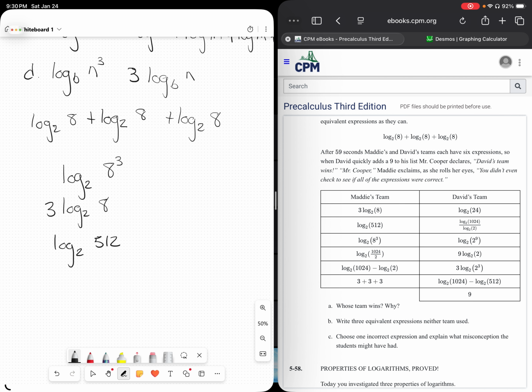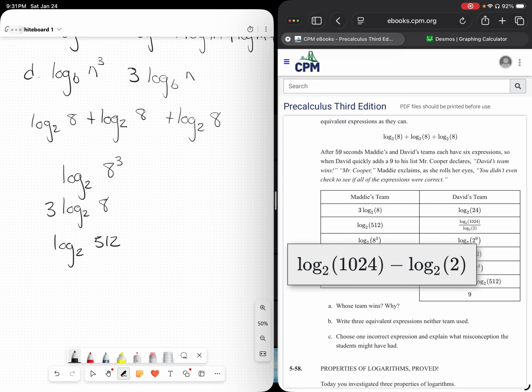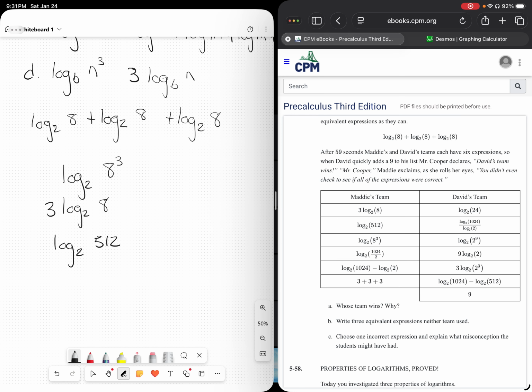There's that log base 2 of 8 cubed that we already wrote for Maddie's team, right? If you look at this one right here, 1024 divided by 2 is actually 512, so that one works, right? And then that same deal, if you write them as subtraction, that's the same as that division problem, so that's the same. And then what is the log base 2 of 8? Well, log base 2 of 8 is 3, and 3 times 3 is 9. So 3 plus 3 plus 3 also gets you 9. So this works too. So Maddie's team got them all right.